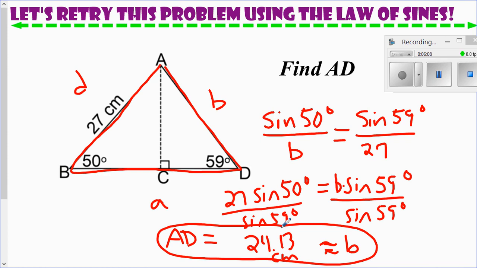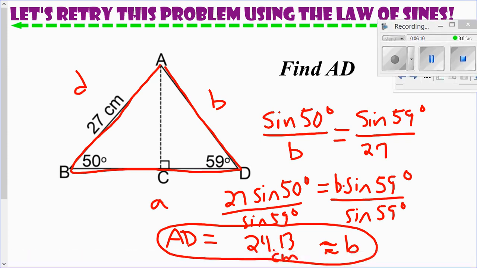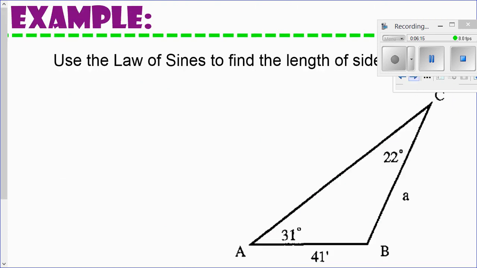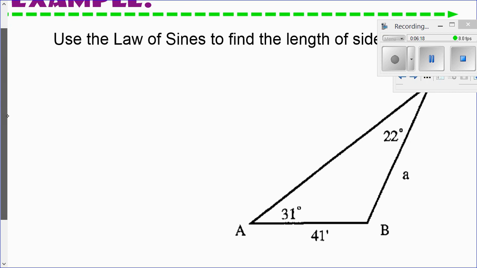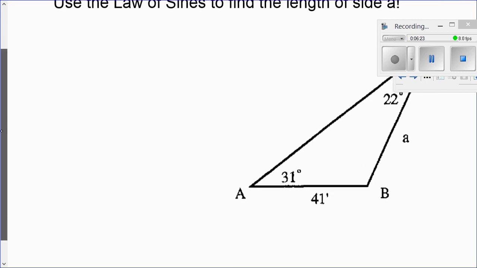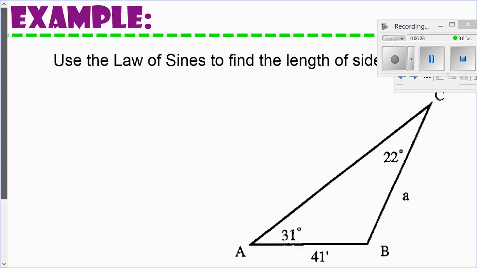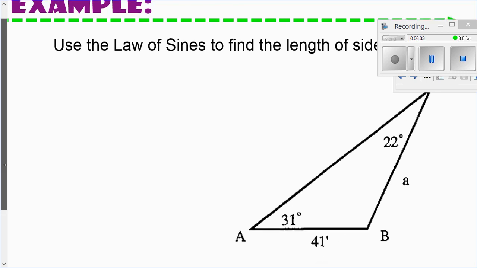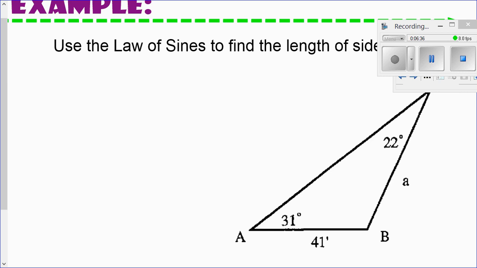Okay, let's take a look at the next example. So here we have another triangle, and it says we're supposed to find the side length of A. So I'm going to label my sides. A is what I want, B is the one that's across from angle B, and C is the one that's across from angle C.